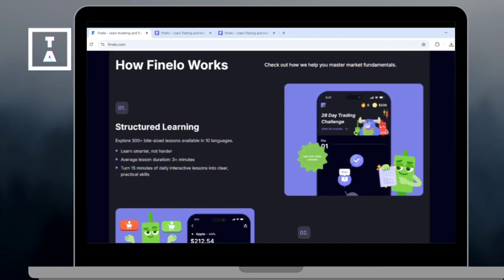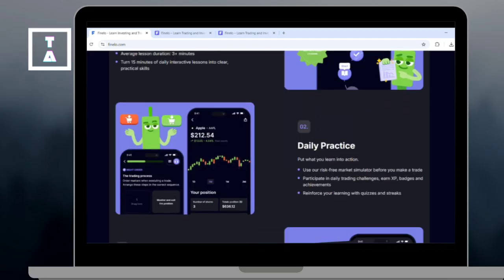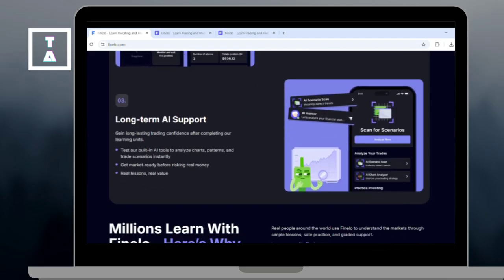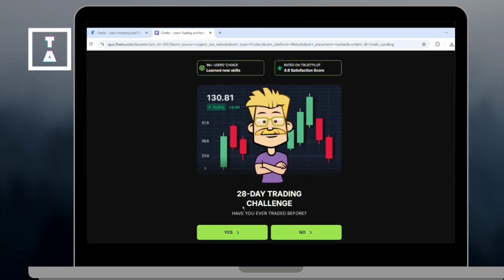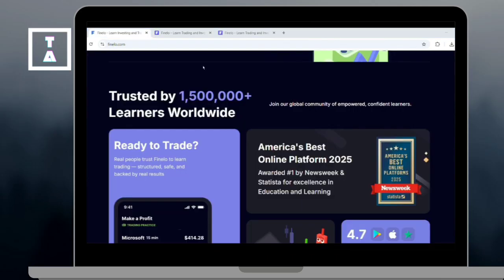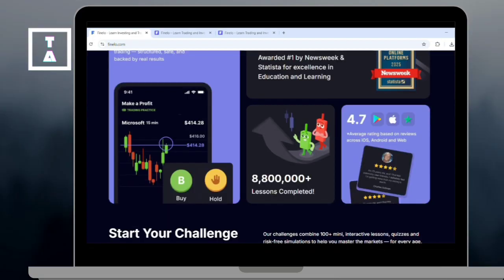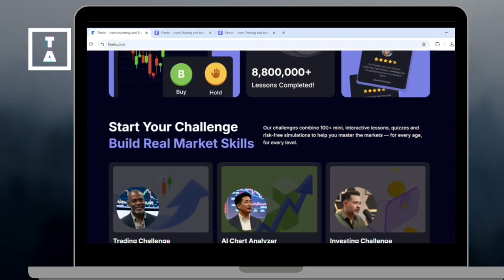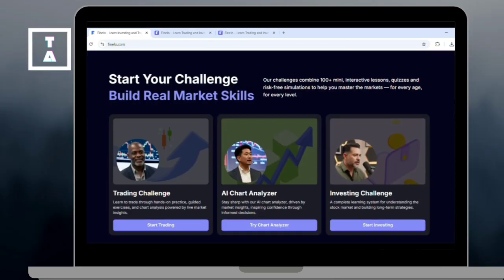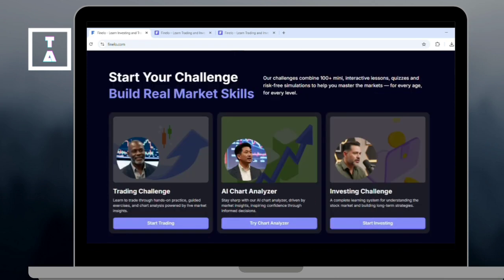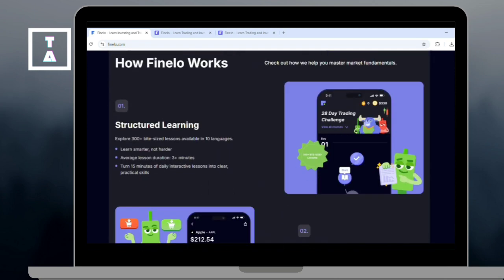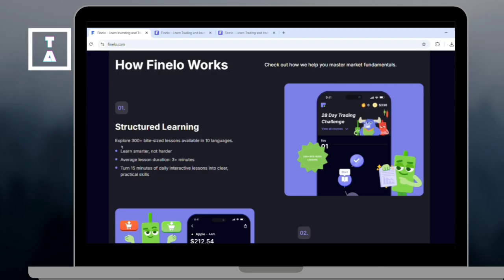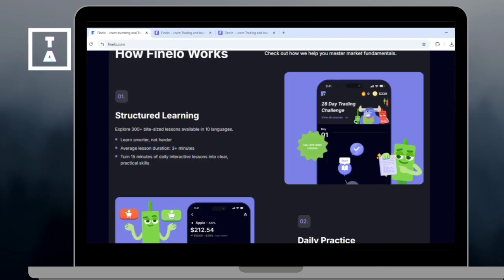guided trading tools. Now you can select the market that you want to trade, such as stocks, crypto, forex, indices. Finelo will guide you through the basics and show you how trades are structured. And Finelo focuses on education first. You'll see explanations for entry points, risk management, stop loss, take profit, and market trends.